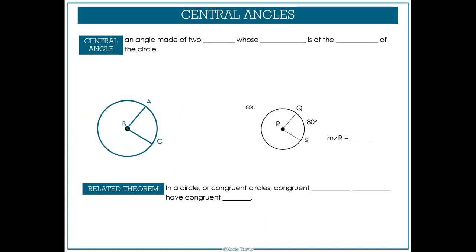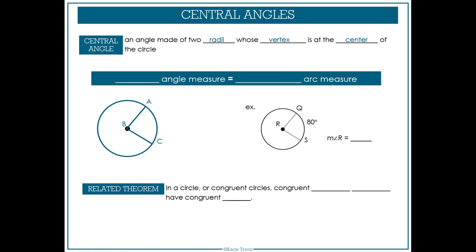So let's do a brief review over what a central angle is. A central angle is an angle made up of two radii whose vertex is at the center of the circle. So when we talk about radii, that's the plural for radius, aka the line that comes from the center out to the very circumference, the edge of the circle. Now, when we have a central angle, we have this brief little formula here that works out for us. So, the central angle measure is always going to be equal to the intercepted arc measure.